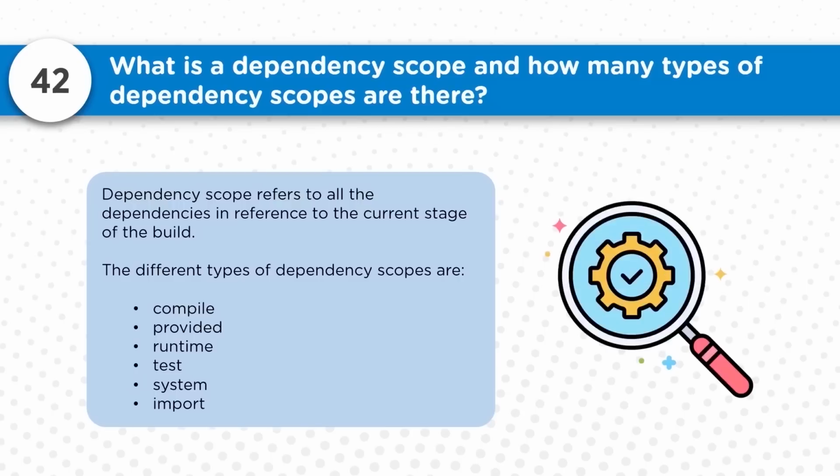Now, what is a dependency scope and how many types of dependency scope are there? There are different types of dependency scopes, used at each stage of the build: compile, provided, runtime, test, system, import. These are the different kinds of dependency scopes, using which we can define when exactly we want to go ahead for a specific build process. Depending on your requirement, you can explore all these scopes and get benefits out of them.